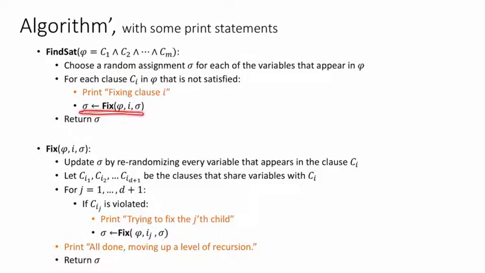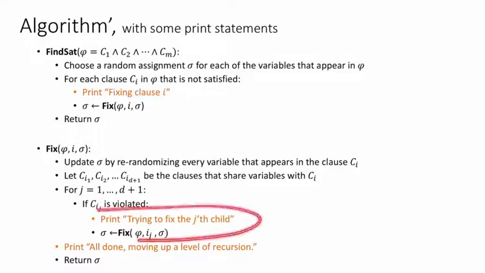First, before I make a top-level call to fix, I'm just going to print out fixing clause i. Then, in the recursive calls, if I get to some Cij that's violated that I need to recursively fix, I'm going to print trying to fix the jth child. So it's important here that I'm printing trying to fix the jth child and not trying to fix the ijth child. We'll see why later, but basically it's because j can only take on d plus 1 possible values, so I only need log d plus 1 bits to write j. If I wanted to write ij, I need log m bits, which would be a lot more.